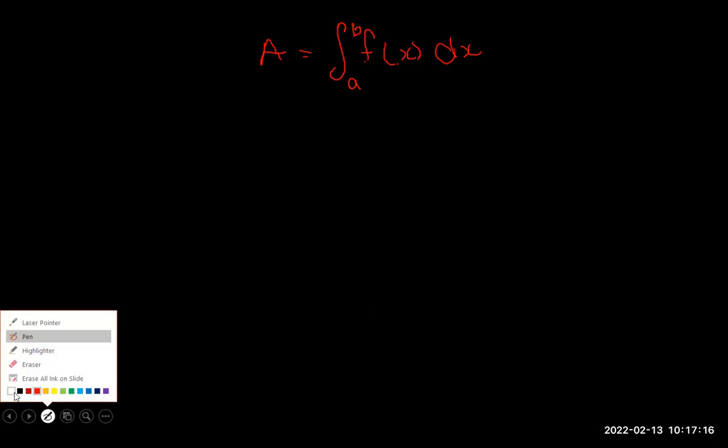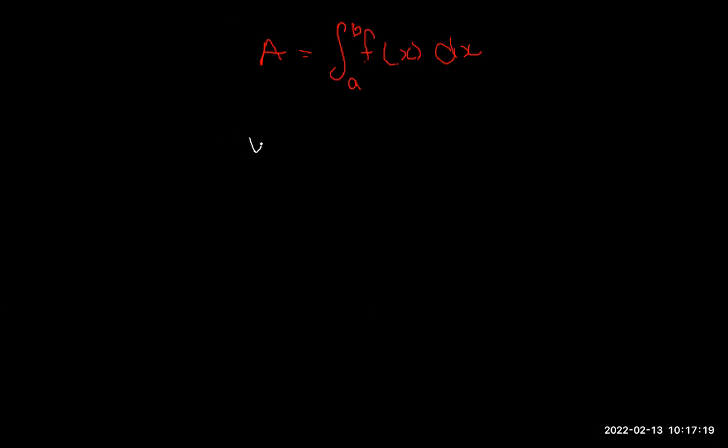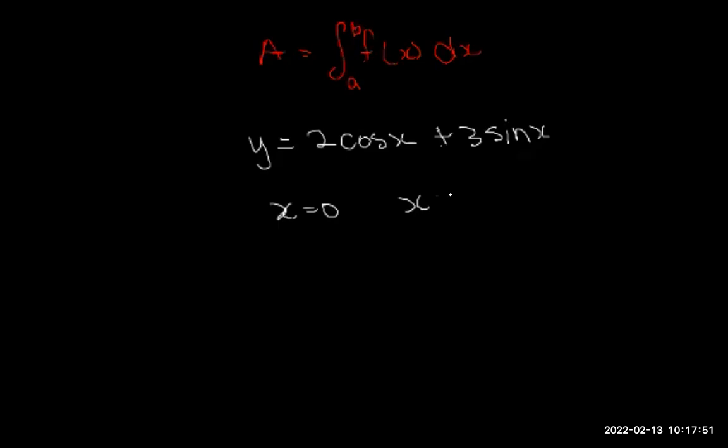So what information did they give you? Well, they told you that your curve y is equal to 2 cos x plus 3 sin x. And they also told you the boundaries. You see those two vertical lines I was showing you that were parallel to the y-axis, those are called your boundaries, right? Vertical boundaries, because they're vertical lines. They told you that x is 0, and then they also told you x is equal to pi on 3.